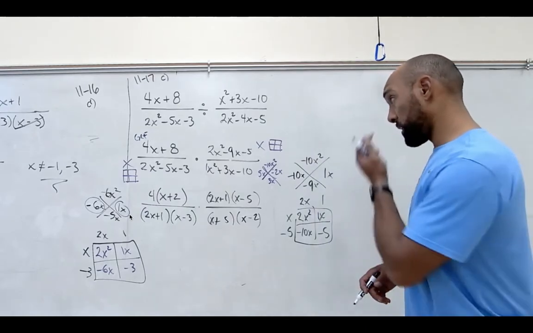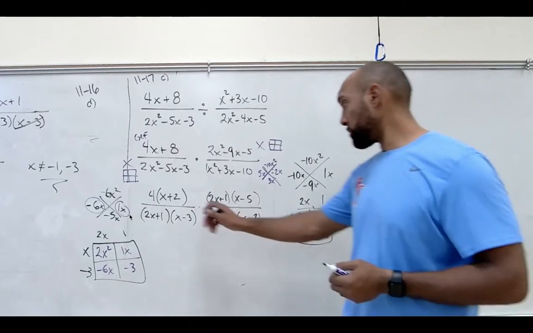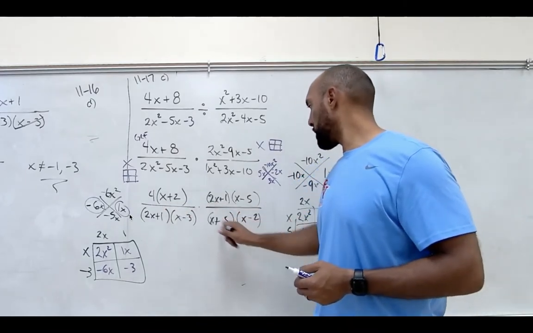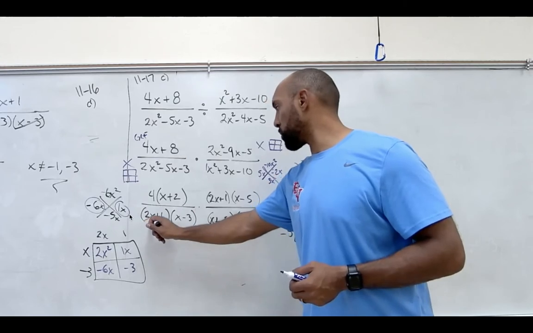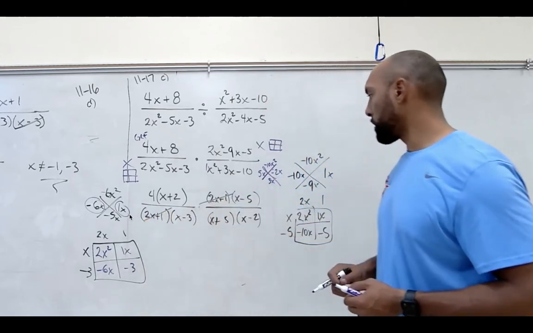All right, so now let's see. We have x plus 2. Oh, there's no x plus 2. I got 2x plus 1. There's a like factor. Okay, anything else?